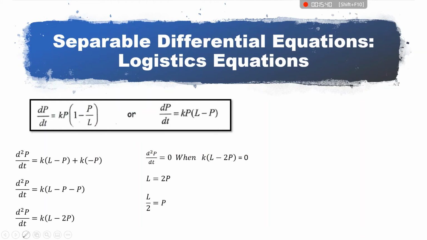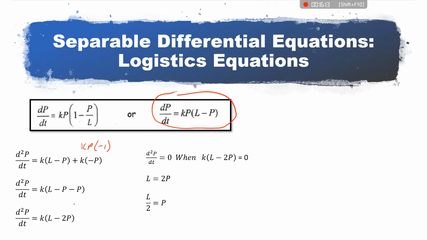If I take a look at my second derivative, so I'm going to use this one. And if I take a look at my second derivative, we'll take product rule. Because k is a constant, this will become k times L minus p, plus kp times negative 1, which is negative kp. Okay, I can factor out my k, and I'll get k times L minus 2p.